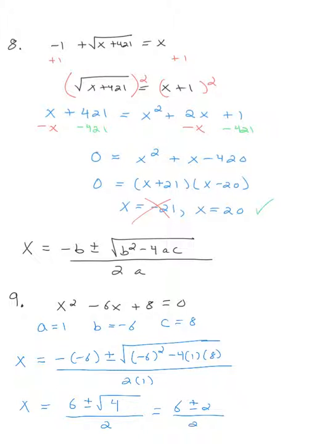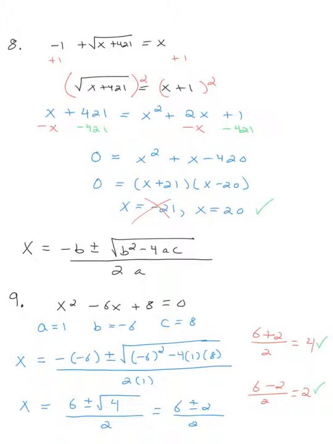This means there's two solutions. I'm going to write them separately. We have 6 plus 2 over 2 and 6 minus 2 over 2. The one up here is 8 over 2, which is 4, and the one down here is 6 minus 2, which is 4 over 2, is 2. There are two solutions, 4 and 2.